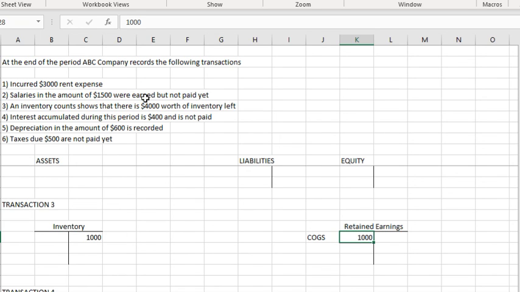These are the first 3 transactions. The next 3 transactions I will be recording in the next video, and then after that we are going to start building our income statement and balance sheet.